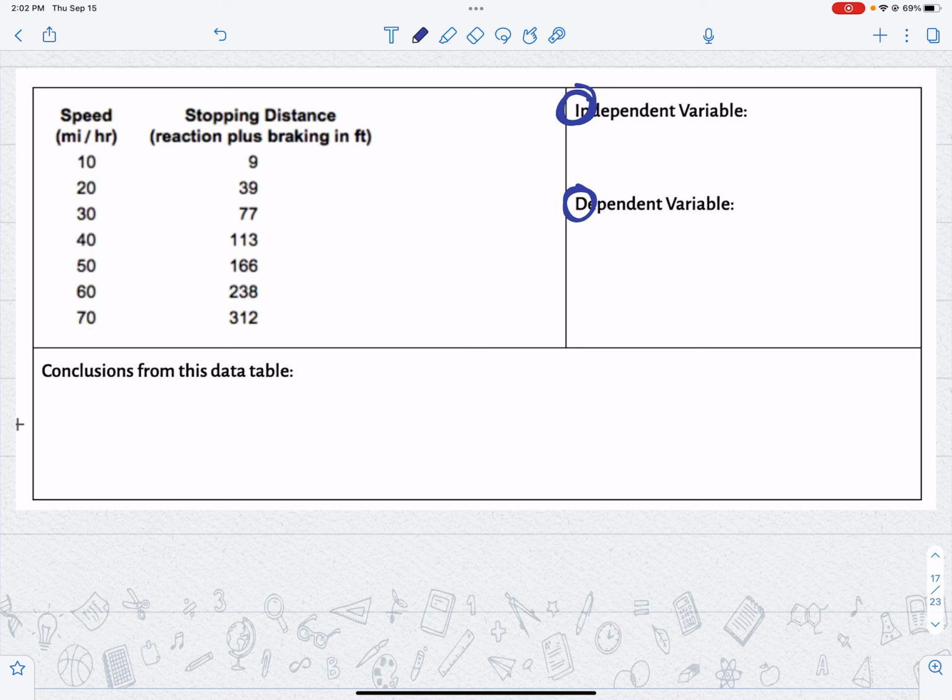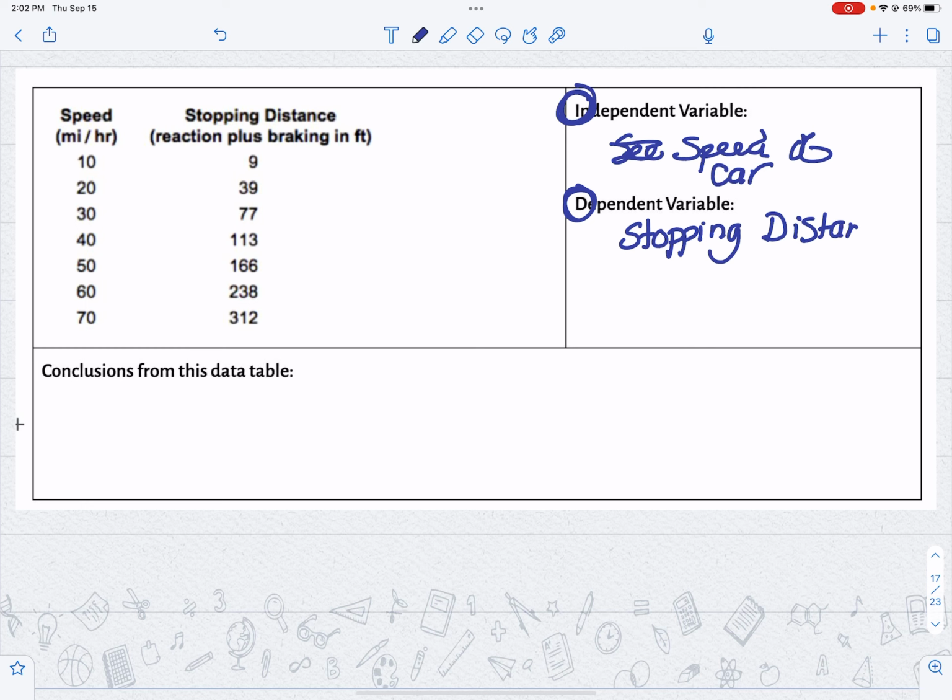Okay, so you have probably paused the recording and now you're back. You found that the independent variable, what I changed, was the speed of the vehicle. Let's say it's a car, right? And then what changed as a result of that was the stopping distance. And what conclusions can I make from this is that when I increased my speed, what also increased? My stopping distance.